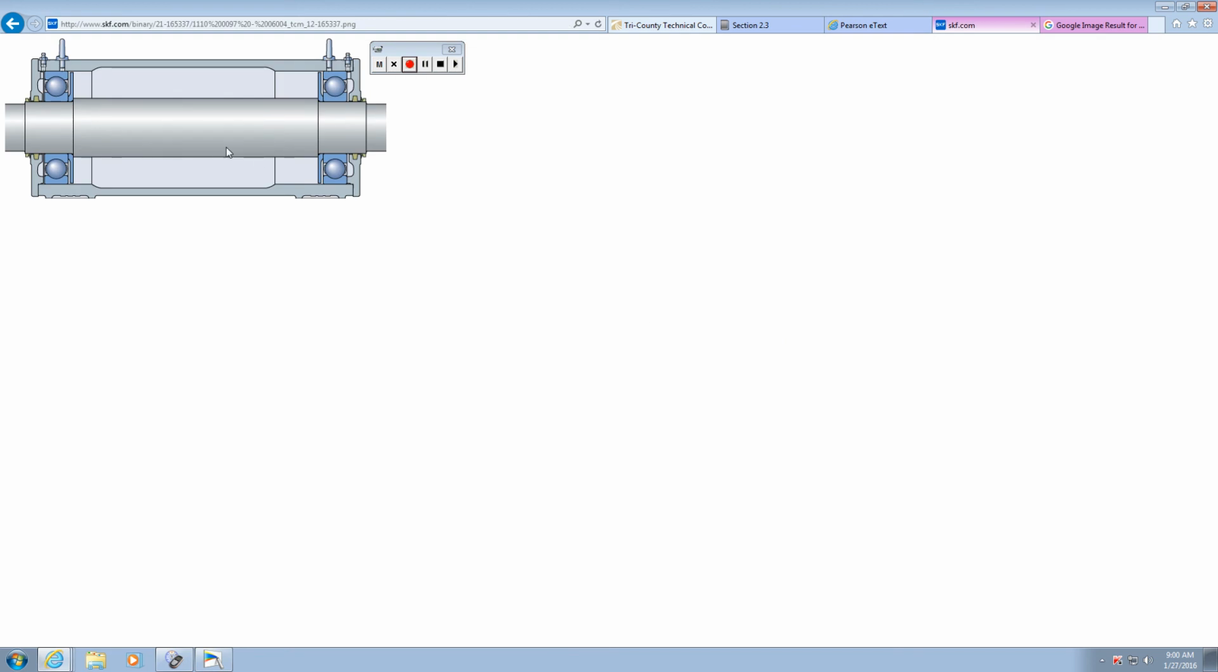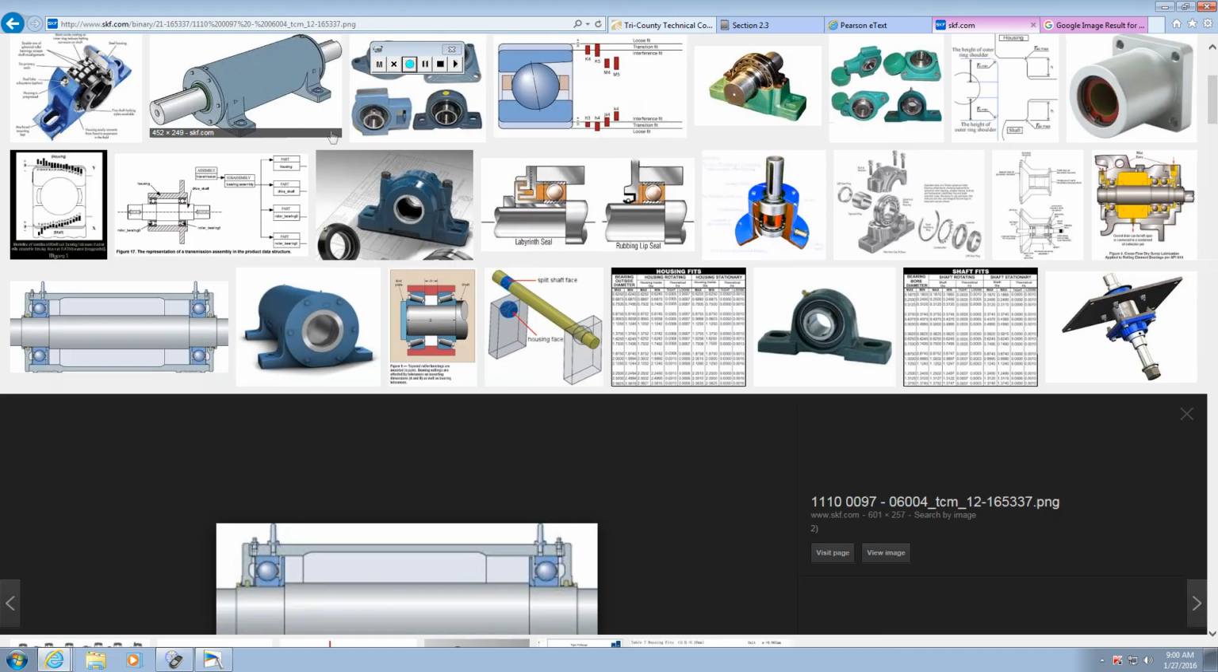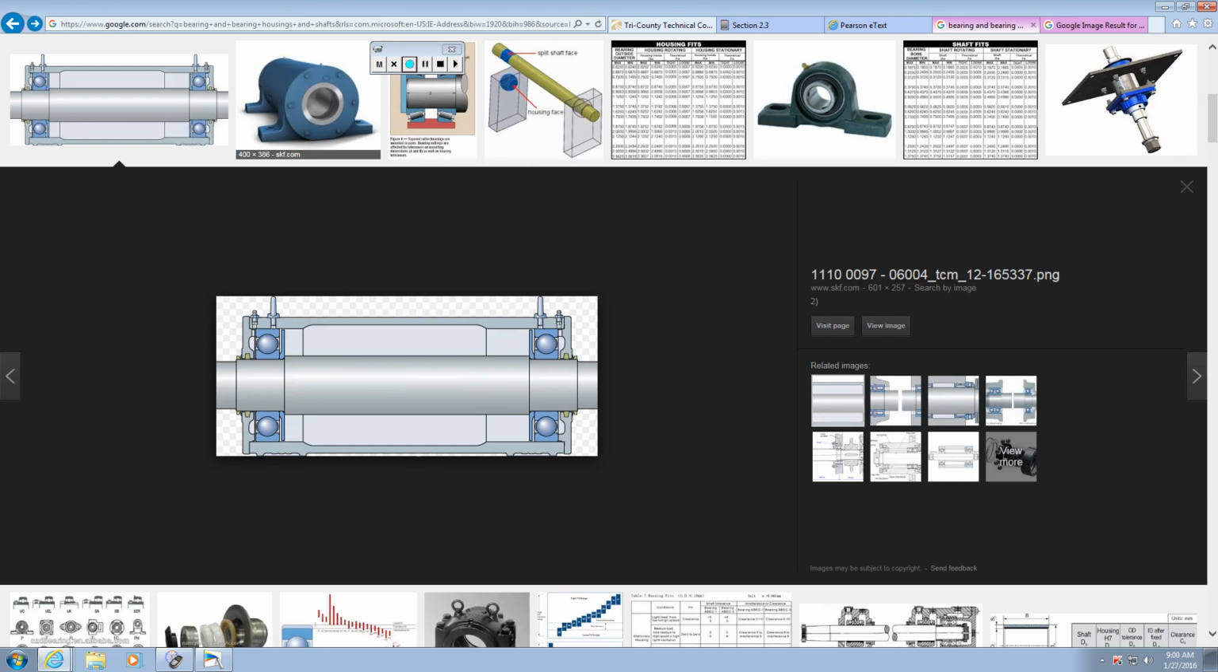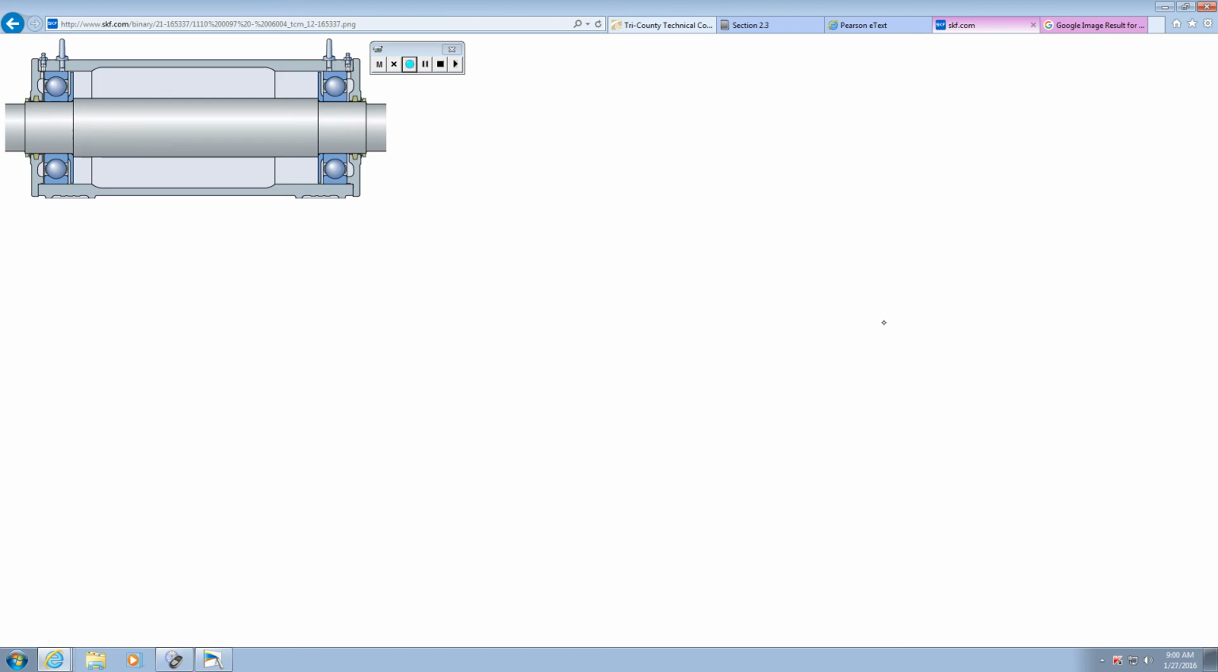Y'all see this? This is a picture of a cross section of a bearing. Here's the bearing, see the rollers? See the ball bearing? And then this shaft. Now, this is the best way to show you what tolerance is.